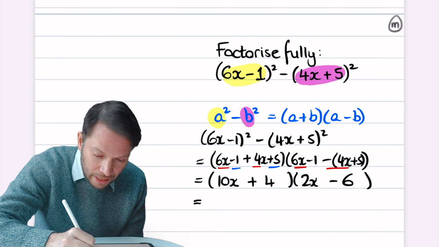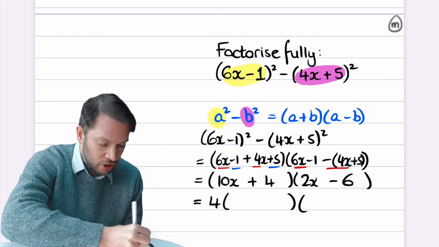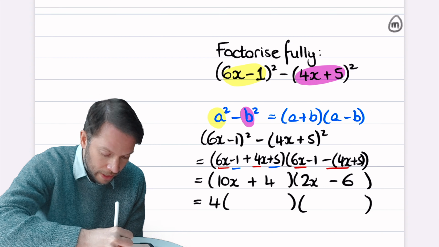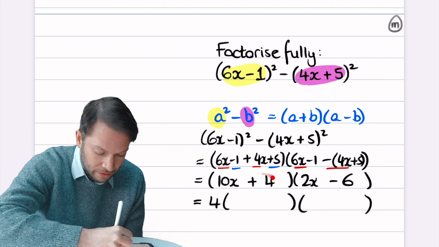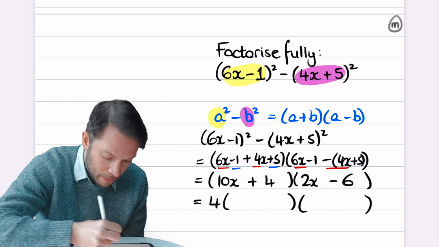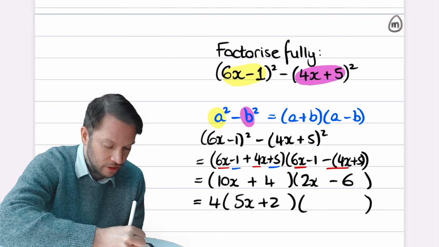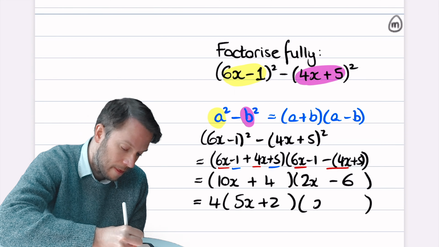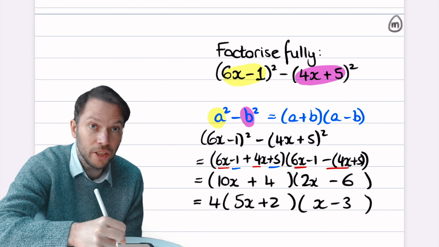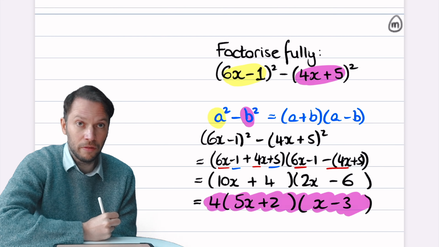So I'm going to factor out 4. And then what are then the two brackets? Well, I've factored 2 out of here and 2 out of here to overall factor out 4. So if you factor 2 out of this, you're going to get 5x plus 2. And the second bracket, you factored 2 out of this as well. So it's going to be x minus 3 here. And that is the final answer. You can't get the expression more factorised than that. So that's the final factorised expression.